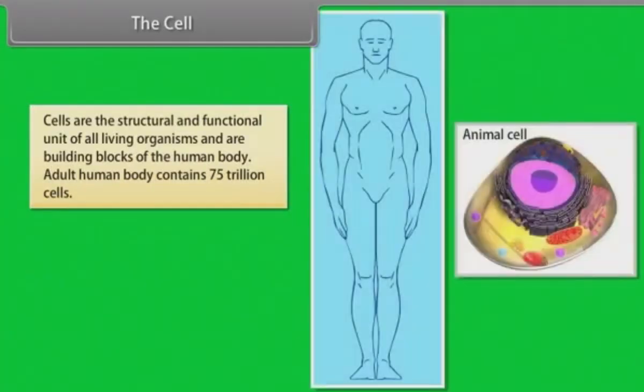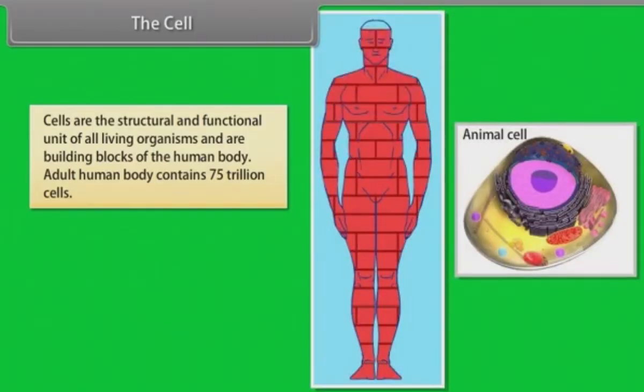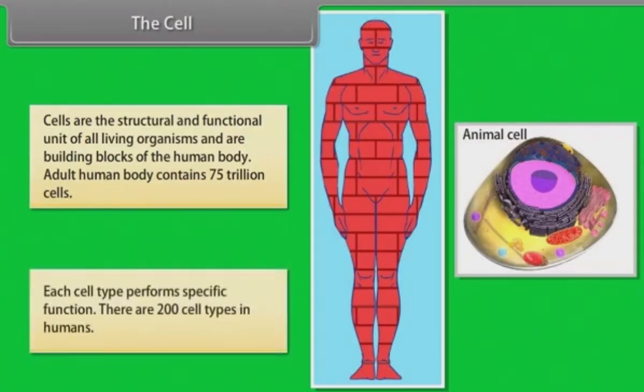The cell. Cells are the structural and functional unit of all living organisms and are building blocks of the human body. Adult human body contains 75 trillion cells. Each cell type performs specific function. There are 200 cell types in humans.